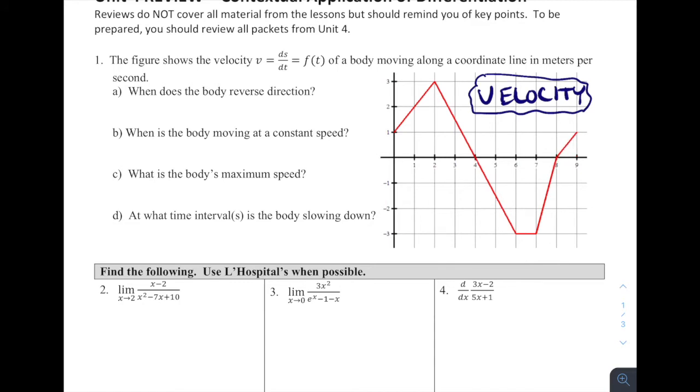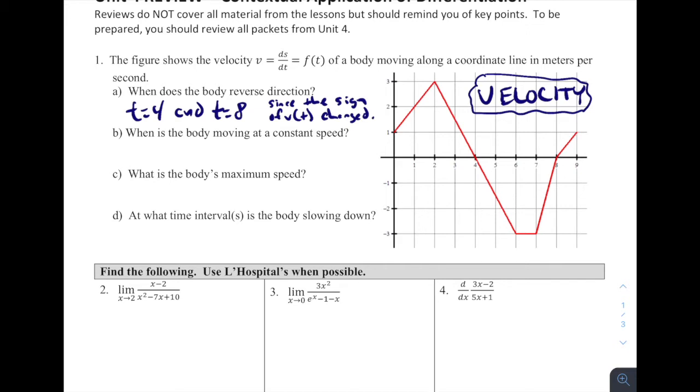So at both t equals 4 and t equals 8, the reason is that the sign of v of t changed at each of those points. So we know that the body reversed directions. It changed which direction it was going.